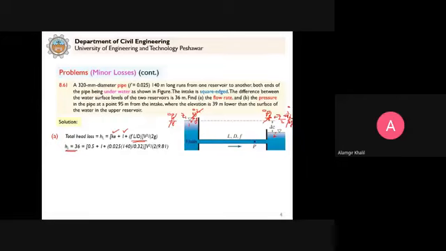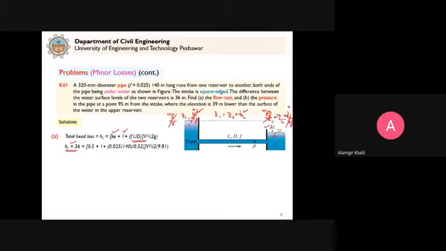In the equation we are left with Z1 is equal to Z2 plus HL. These are different levels, so they will not cancel. And plus we have this HL. So now this Z1 minus Z2, what is it? It is your delta Z. So delta Z, Z1 minus Z2, is equal to HL. So this is how it comes, that HL is equal to 36 meter.